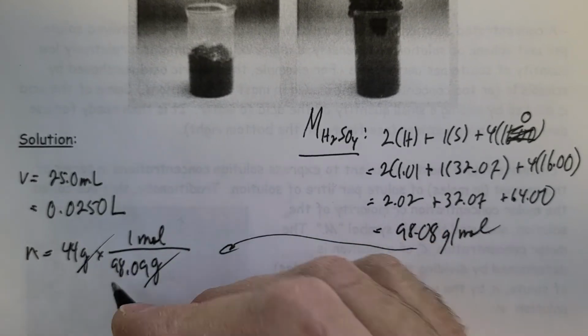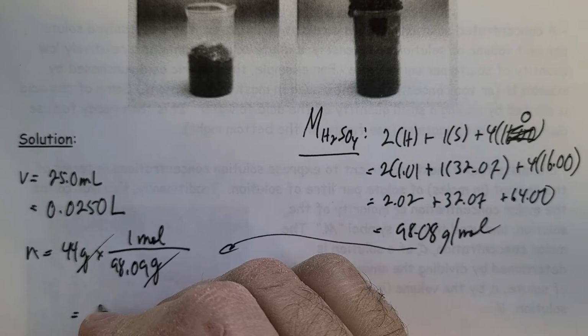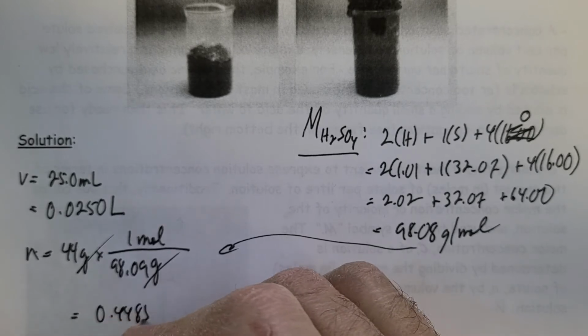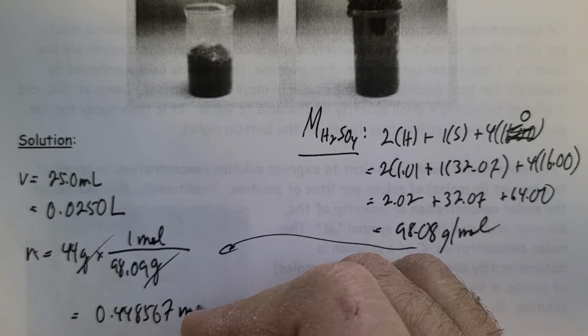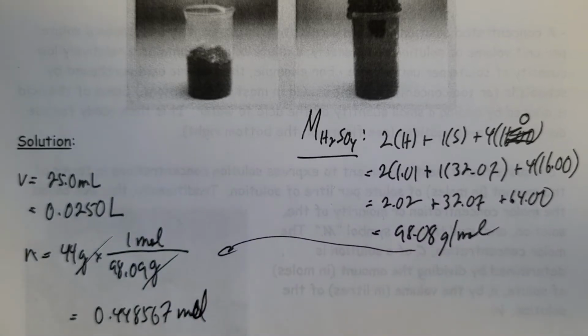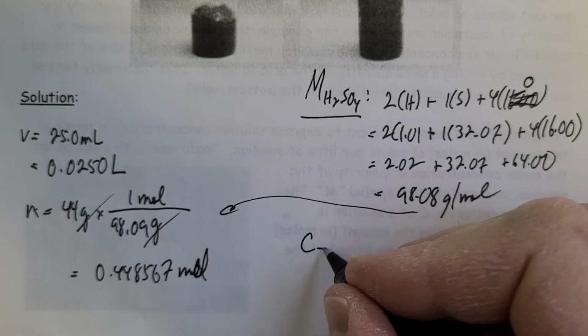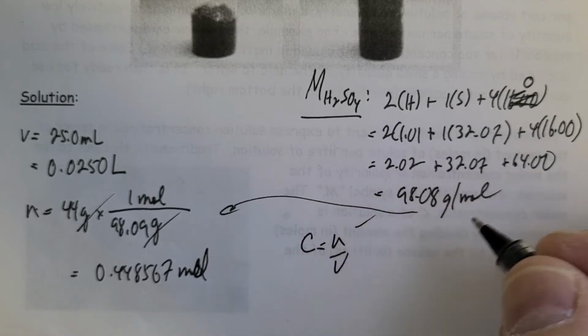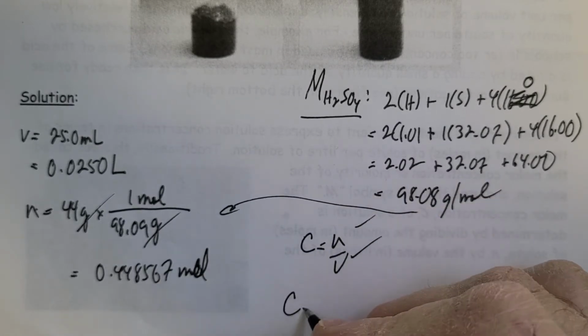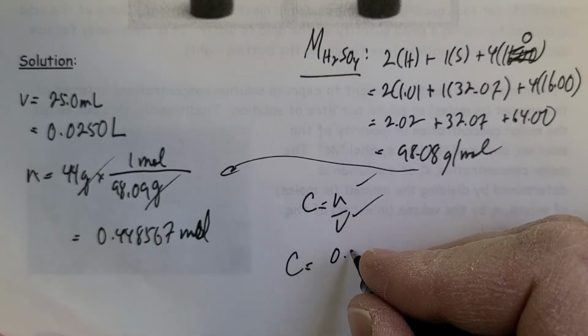So cancel, cancel. That's going to give me 0.448567 moles. Don't round off just yet. Leave it like that because we round off the final answer. So we know C equals n over V. We now know what n is. We know what V is. So we could just simply substitute that all into here.